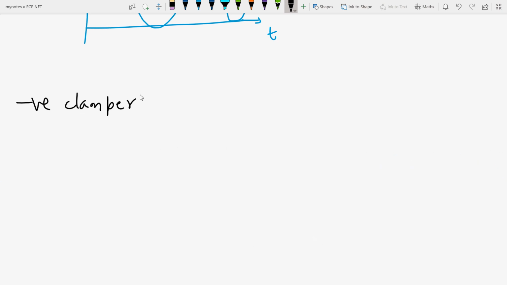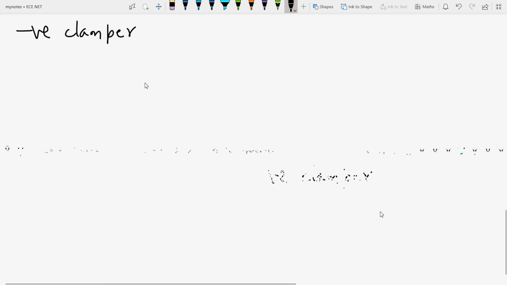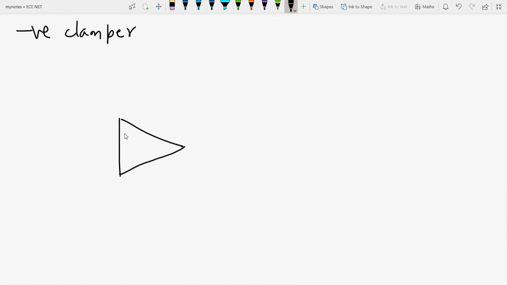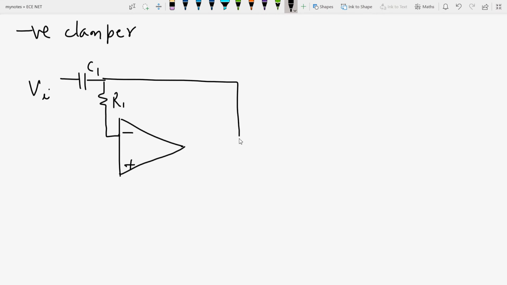Okay, so just draw the diagram. We draw the diagram like this: inverting terminal, non-inverting terminal. Here again it is R1, it is C1, and it is V input. And here we have just changed the polarity of the diode. This is the circuit diagram of the negative clamper, and this is the diode D1, okay.